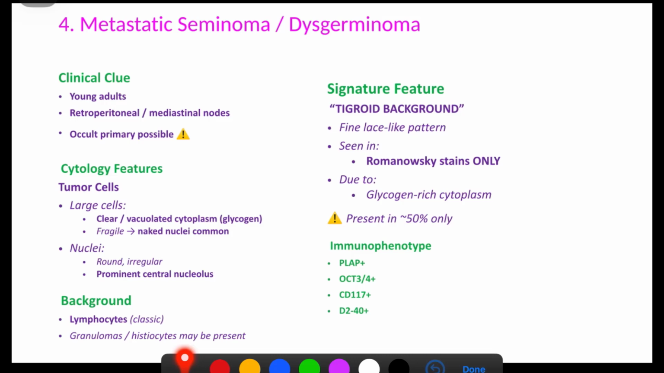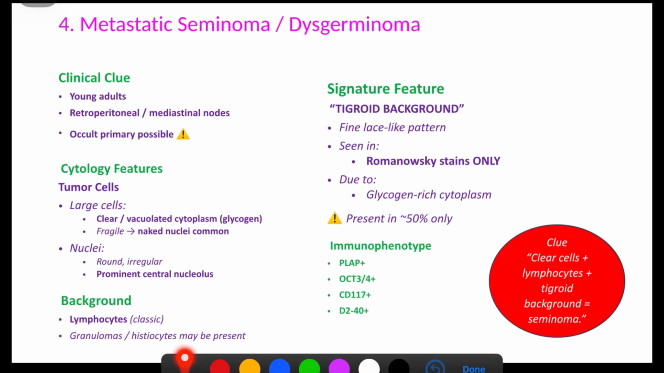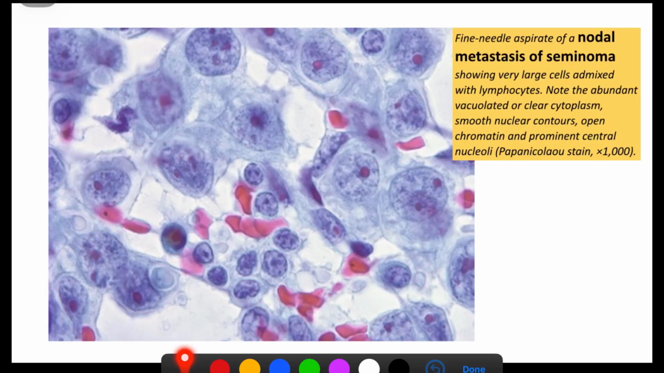But what is the signature feature? Tigroid background, where you find a fine lace-like pattern which is mostly or only seen in Romanovsky stain due to glycogen-rich cytoplasm, and in about 50% of cases you will identify this feature. And the immunophenotype is important: PLAP, OCT3/4 positivity, CD117 and D2-40 positivity. So what is the clue? Clear cells, lymphocytes, tigroid background, look for seminoma.